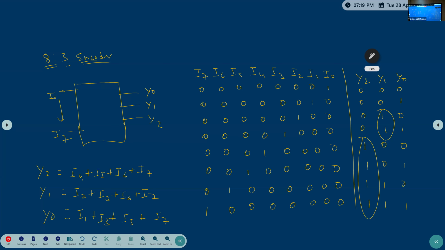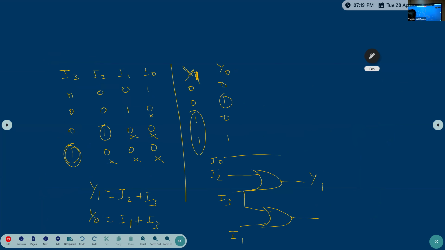Clear? Any questions, any doubts? If you have a doubt, go with this. Suppose consider I3, I2, I1 is there. For suppose 0, 0, 1 I am giving. So I3 is 0, I2 is also 0, I1 is 1 I am giving. So then what will I get? Output is 1. So this is Y0.